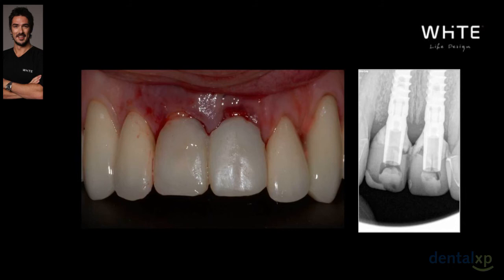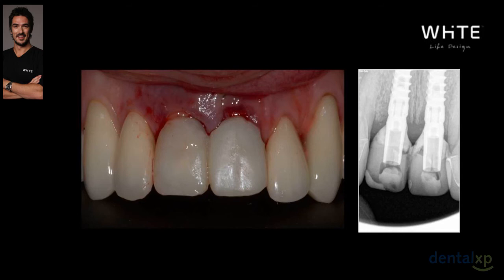We screw this into place. I prefer screw retained any day of the week over cemented in these initial cases, because like that I've got no cement extruding into my surgical site. Once again, no suture, as you can see in this case.